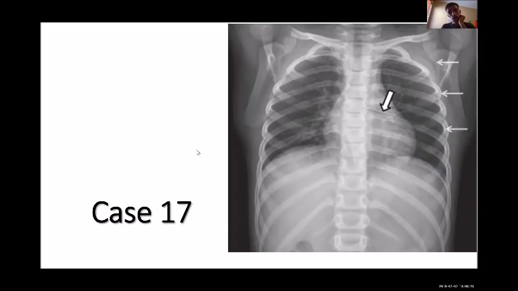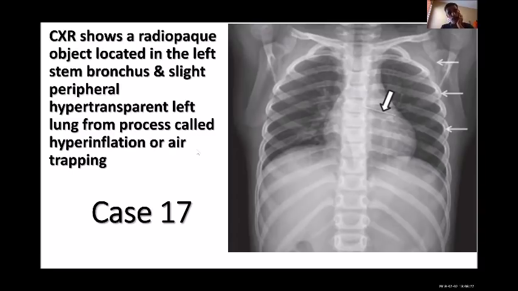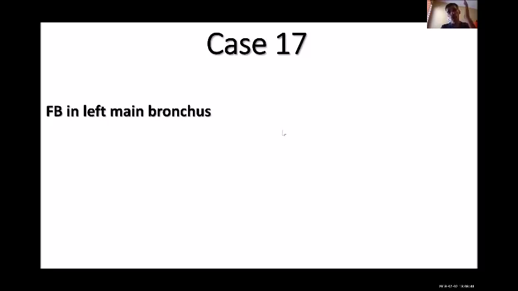Okay, so a radiopaque object located in the left stem bronchus, with slight peripheral hypertransparent lung. As you said, exactly, from hyperinflation or air trapping, but it is not emphysema because I can see lung tissue inside it. Okay, so remember, please, do not diagnose, just describe.